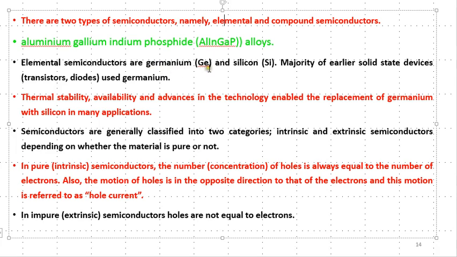I have already said that the elemental consists of germanium and silicon. And the thermal stability of these semiconductors and the availability of advanced technology in these semiconductors is now being used in order to design different types of semiconductors with different levels of conductivity. And the semiconductors are categorized into 2 broad classes.